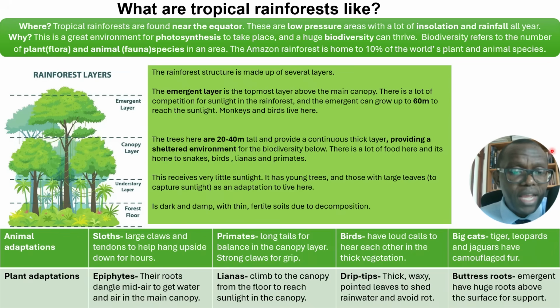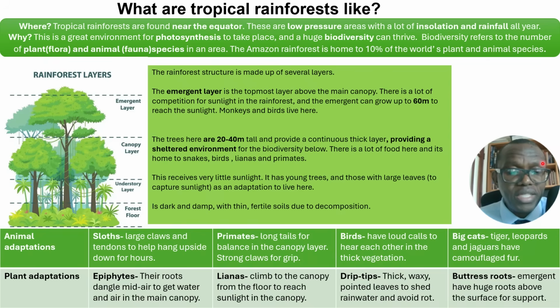Then the second layer is the main one, and that is the canopy layer. And the trees here are around 20 to 40 meters high. And they provide a continuous thick layer, providing obviously a sheltered environment for the biodiversity that is below them. Now, there's a lot of food here, and it's home to snakes, birds, lianas, and primates.